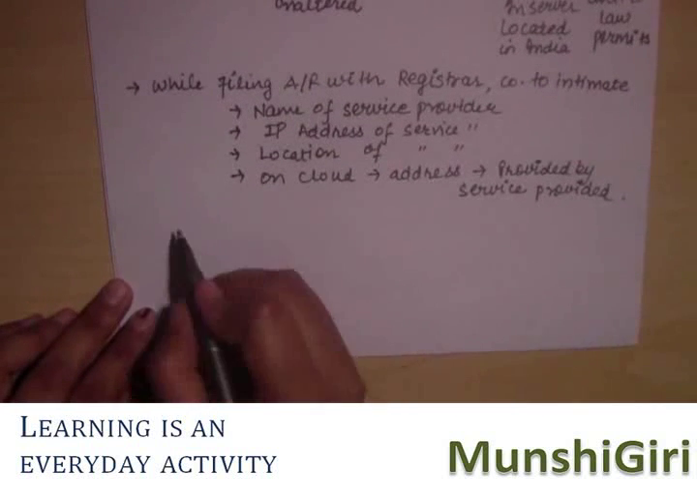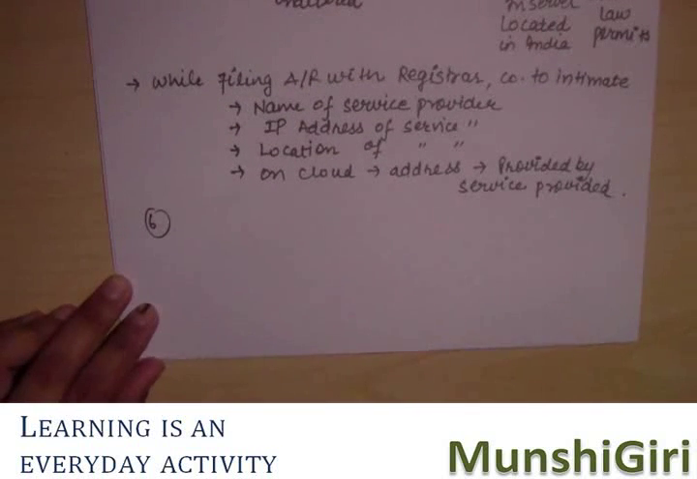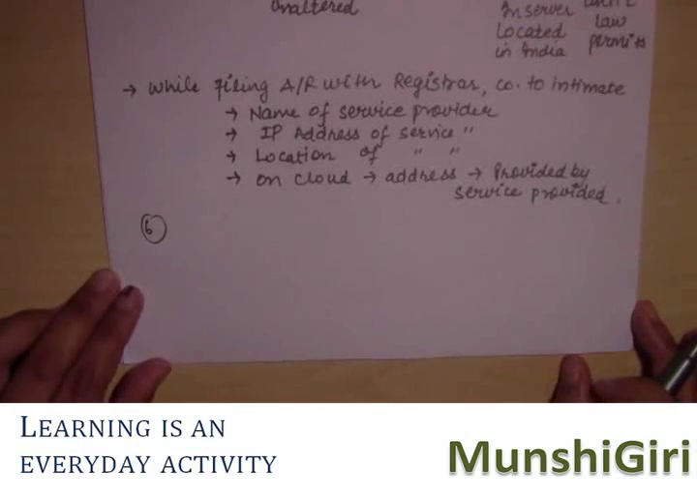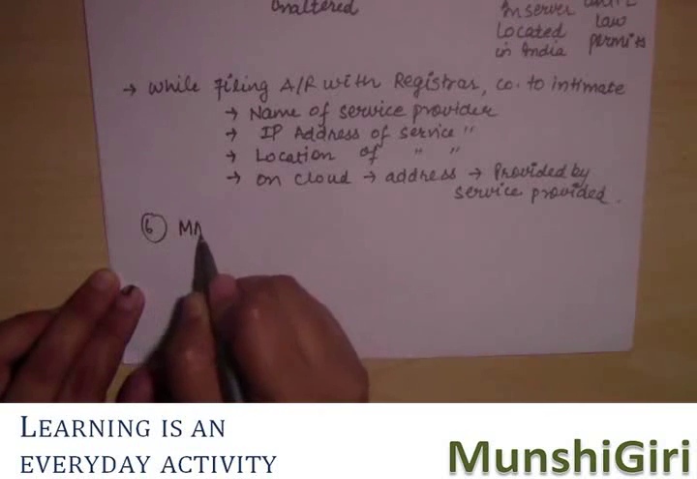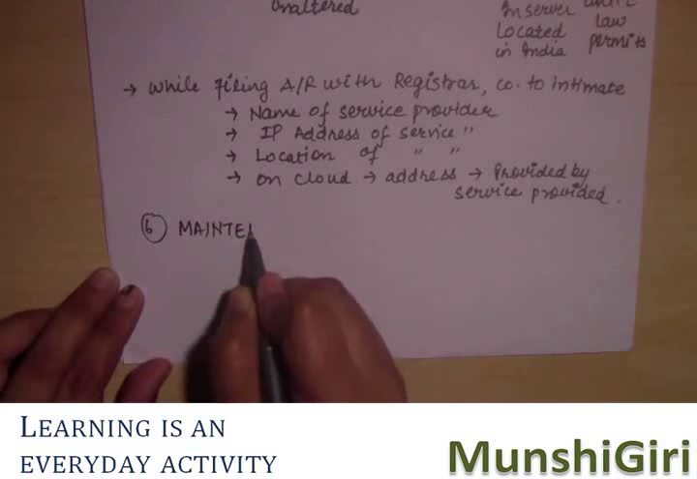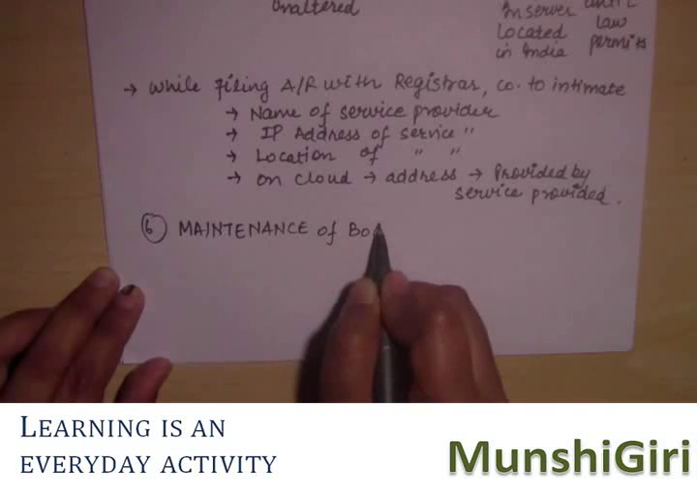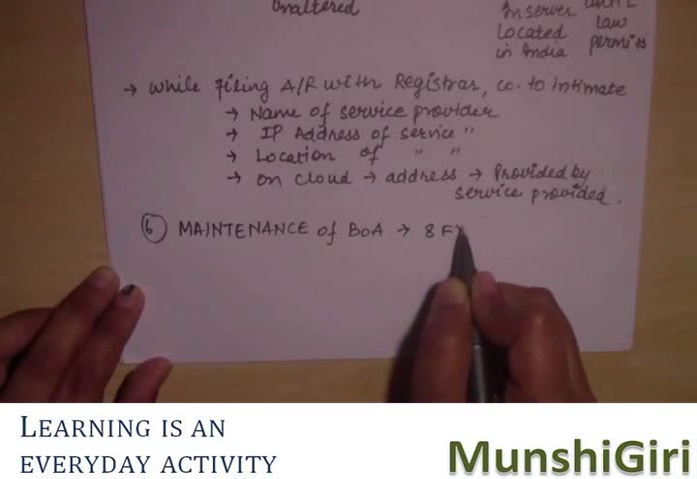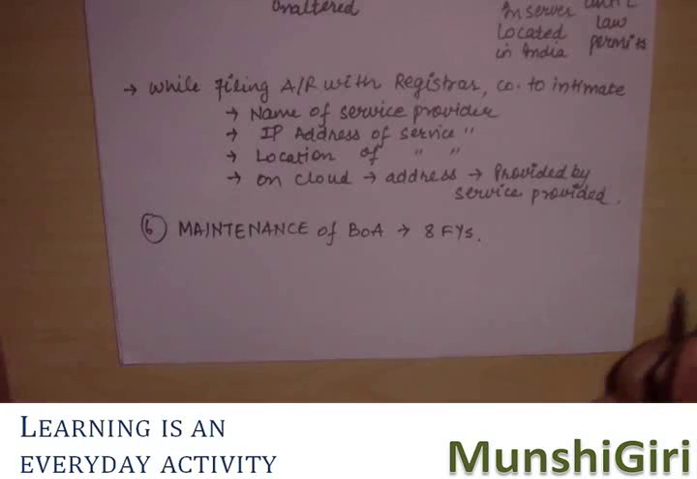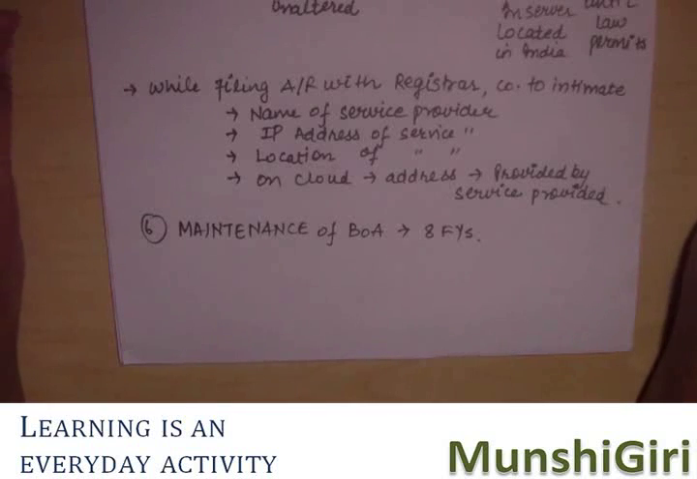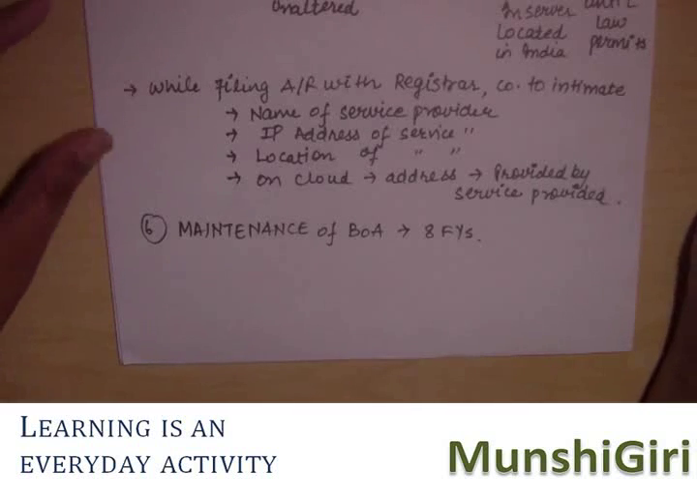It says that the books of accounts are to be maintained for at least 8 financial years. So in case the company is in existence for less than 8 years, let's say the company is in existence for 5 years only, it's obvious that in that case the company will be maintaining the books of accounts for a period of 5 years only.